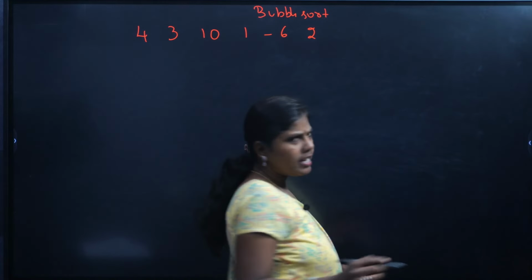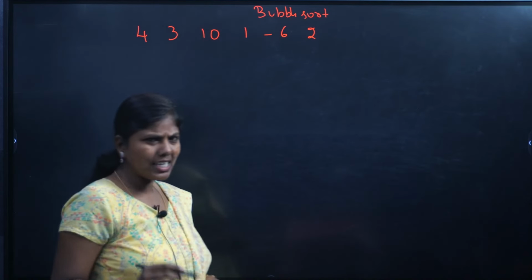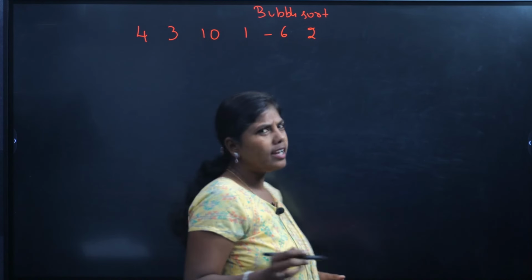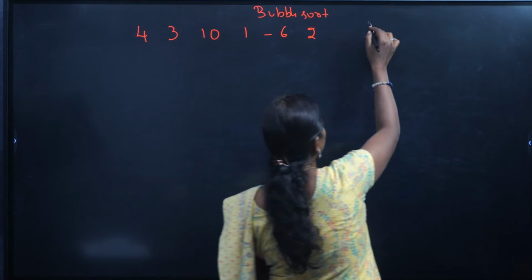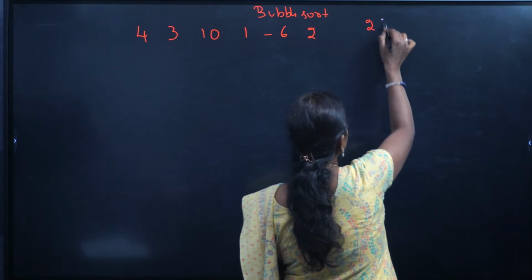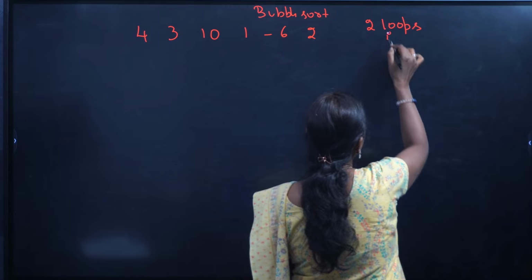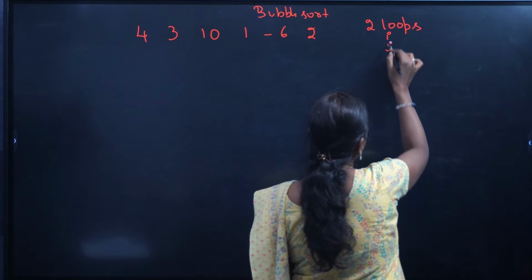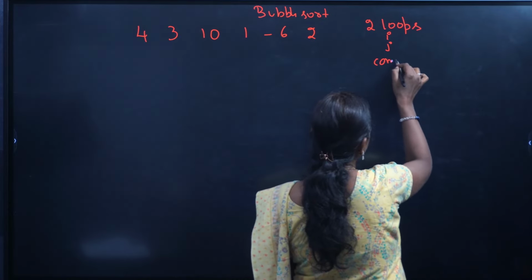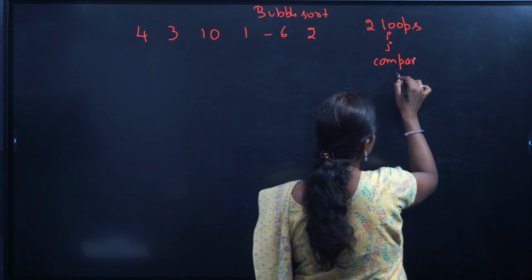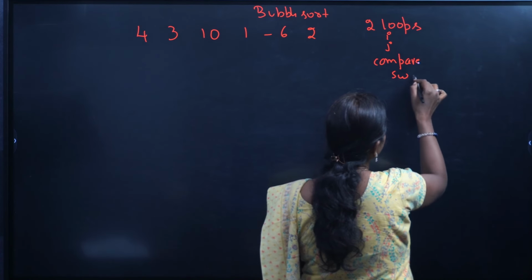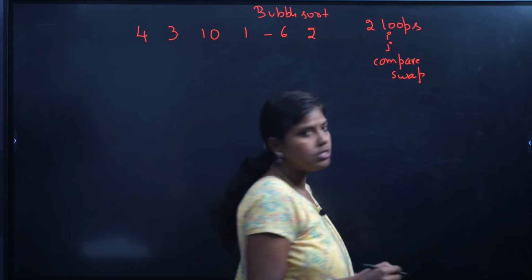And remember, students, I think I have told you many times that for any kind of sorting technique, what do you need? You need 2 loops here. You need an I, and you need a J, and you need some kind of comparison, and you need to swap it. Very simple. Compare it, swap it. Hope you're able to see this part, right?